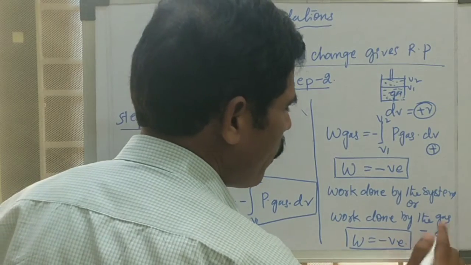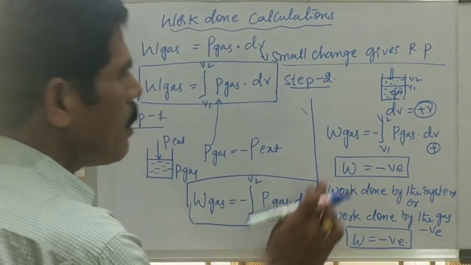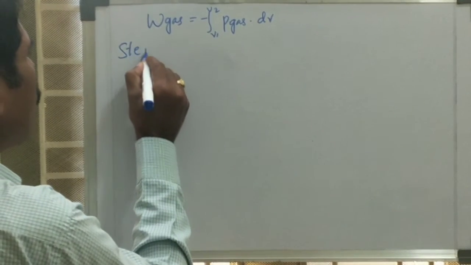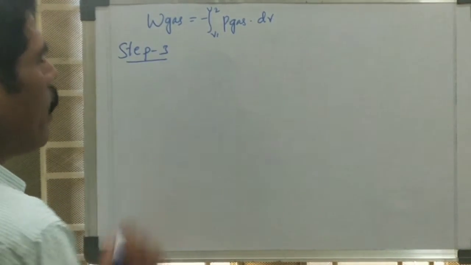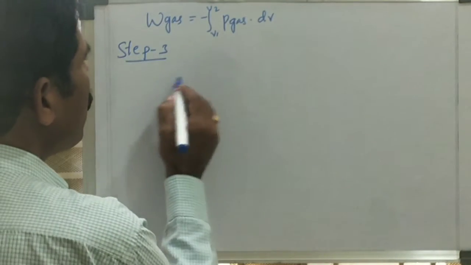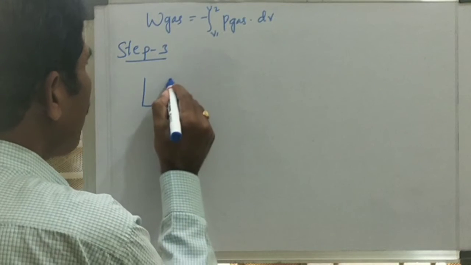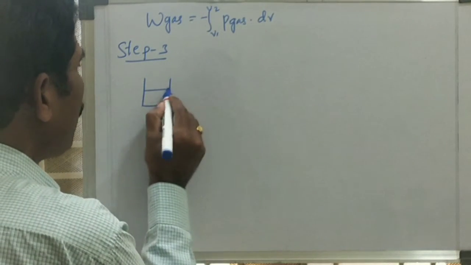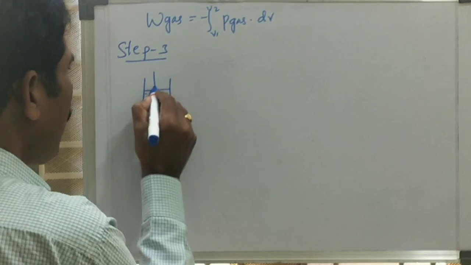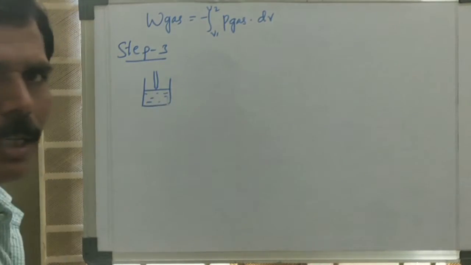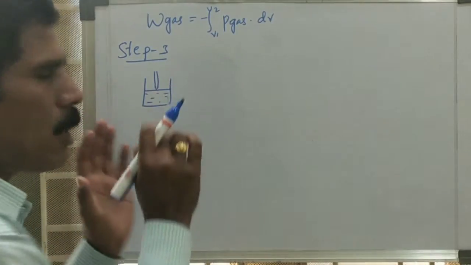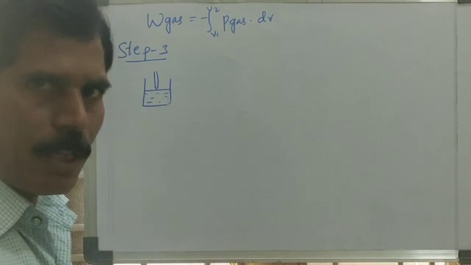This is B. Let us see step 3. We have completed step 1 and step 2, then step 3. Here also we take a cylinder up to here. The gas was filled, and one piston was arranged over the gas in the cylinder. The gas has some pressure and the atmosphere also has some pressure.